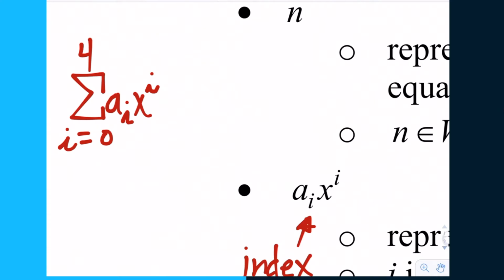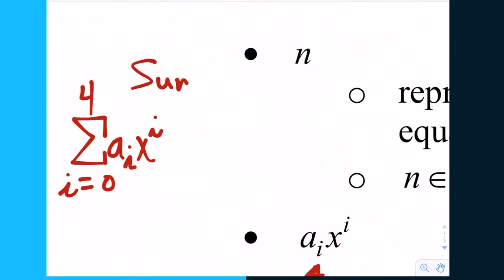And why they use S is because S is the first letter in the word sum. What's the first letter in the word sum? S, which is the Greek letter sigma.